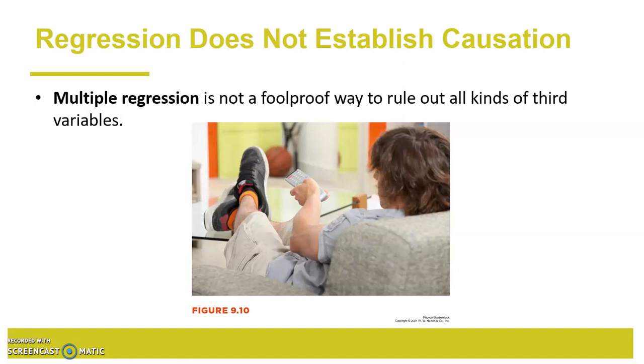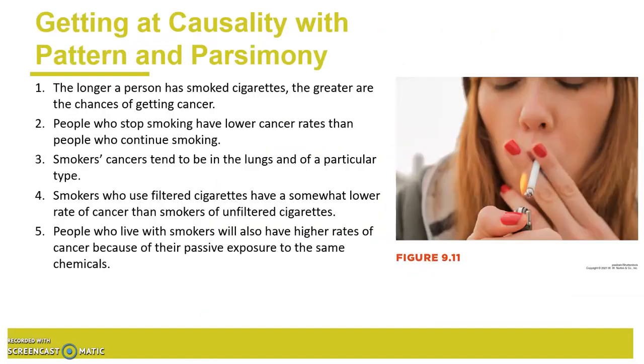So it's still not a foolproof way to rule out all of the third variables, so you can't definitively get at causation, even though you are getting closer. And here's an example where we can pretty much conclude causation. There's almost no other explanation: smoking and cancer.